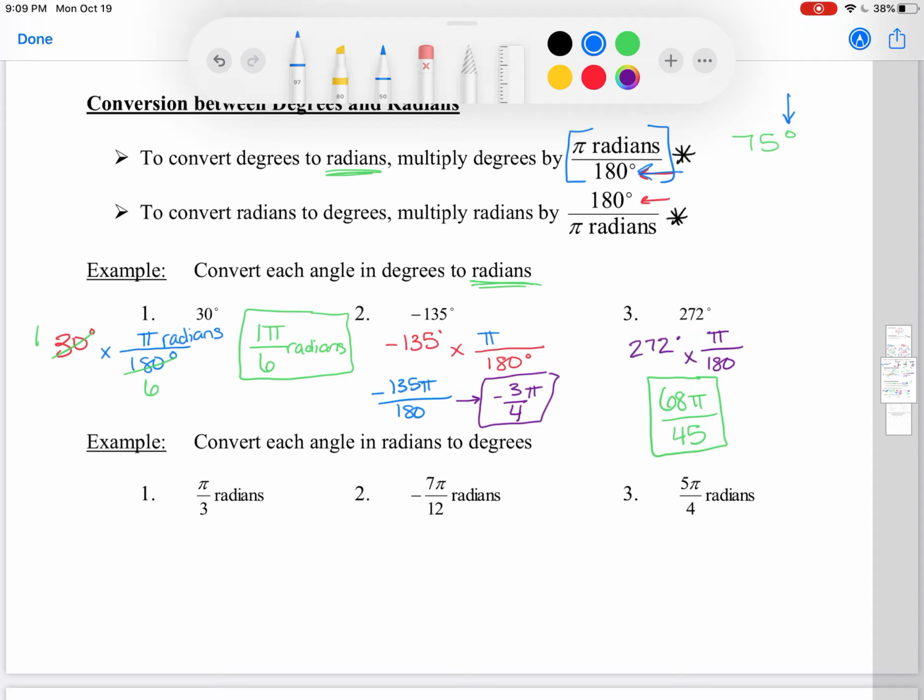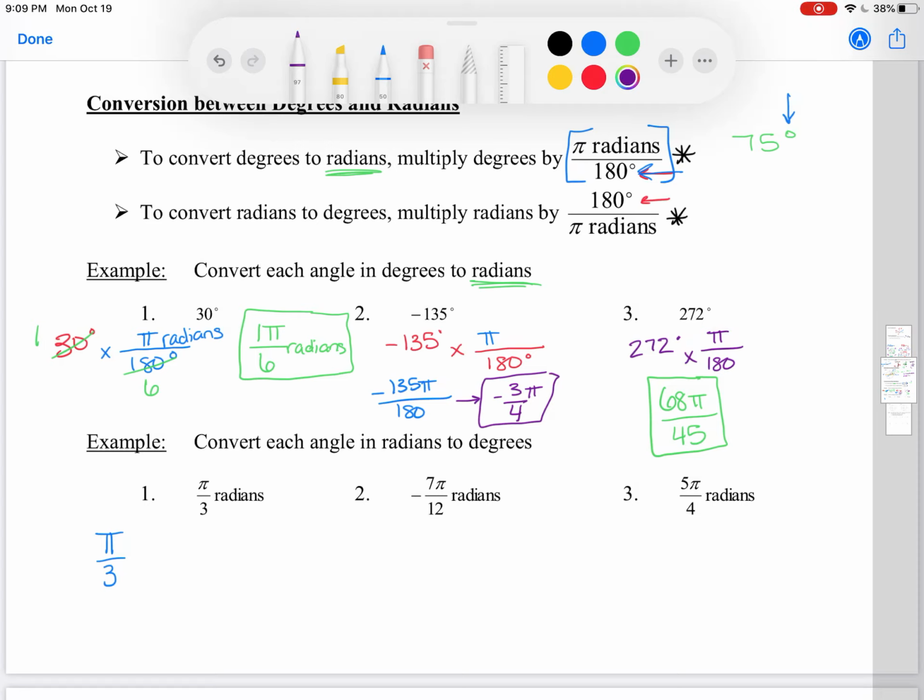Okay, no decimals, nothing like that, because then you won't be able to tell the difference if it's in degrees or if it's in radians. All right. Now we're going to do the same thing, but we're going to do it reversed. So now we're given radians and we're asked to put it in degrees. So again, if you forget the function, here's an easy way to remember.